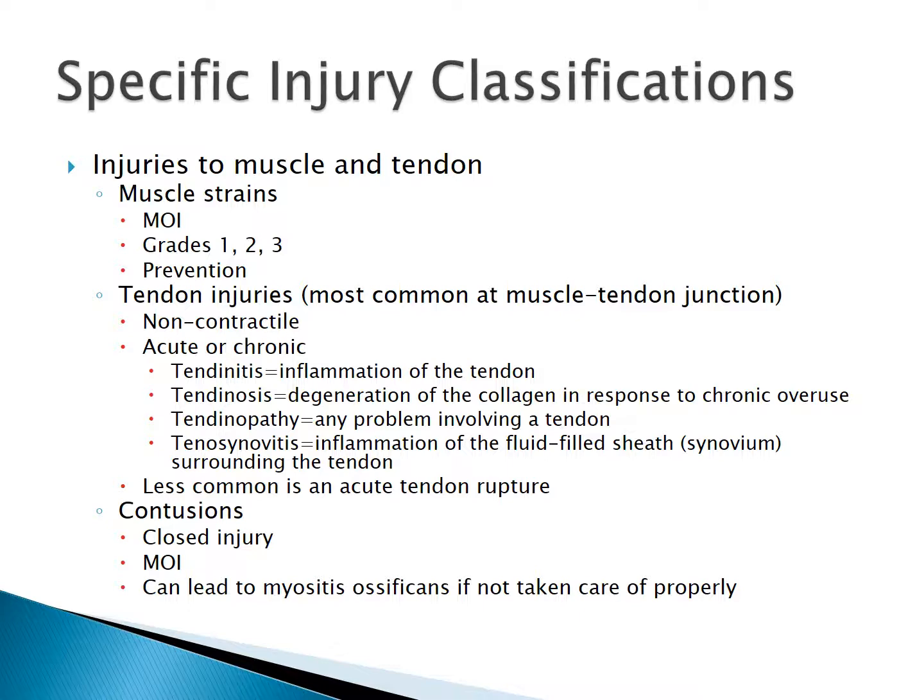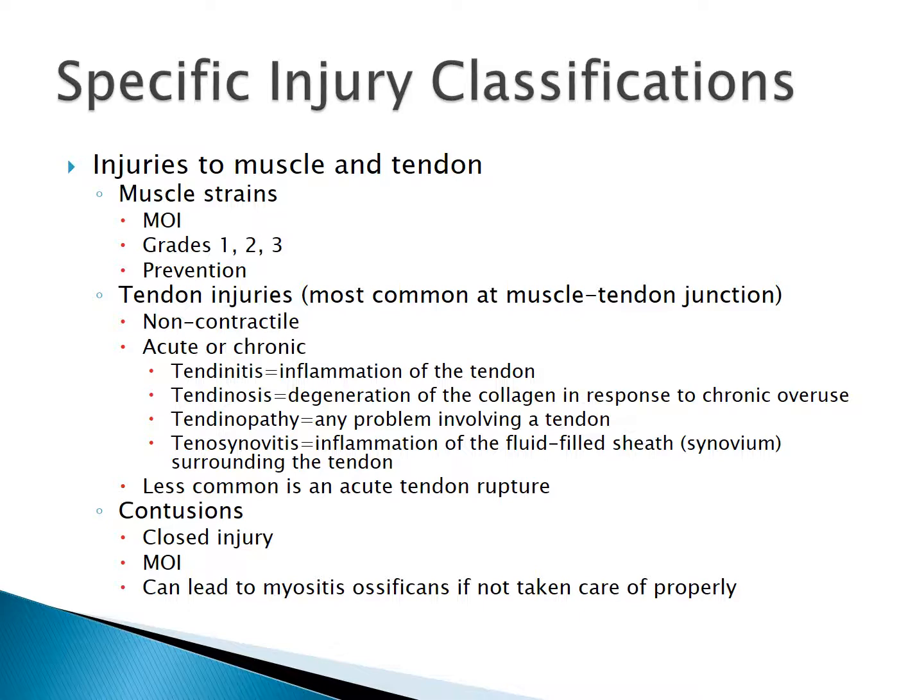Students and clinicians must know the difference between tendinitis, tendinosis, tendinopathy, and tenosynovitis. Tendinitis is the inflammation of the tendon, which results from micro tears that happen when the musculotendinous unit is actively overloaded with a tensile force that is too heavy and/or too sudden. Tendinosis is the degeneration of the tendon's collagen in response to chronic overuse, when overuse is continued without giving the tendon time to rest and heal.